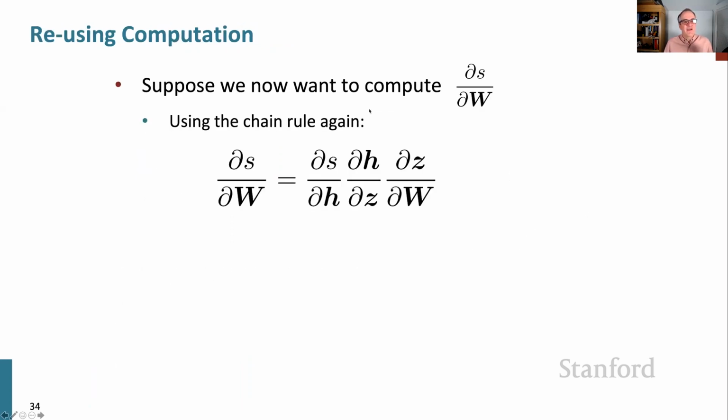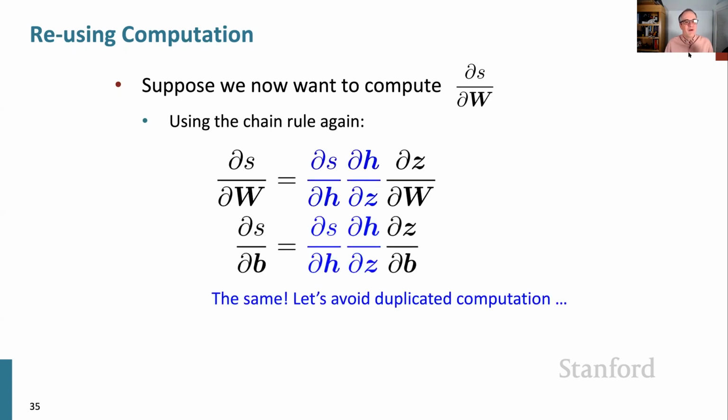So it's now going to be the partial of S with respect to H, H with respect to Z, and Z with respect to W. And the important thing to notice here, and this leads into what we do with the backpropagation algorithm, is: wait a minute, this is very similar to what we've already done. When we were working out the gradients of S with respect to B, the first two terms were exactly the same. It's only the last one that differs.